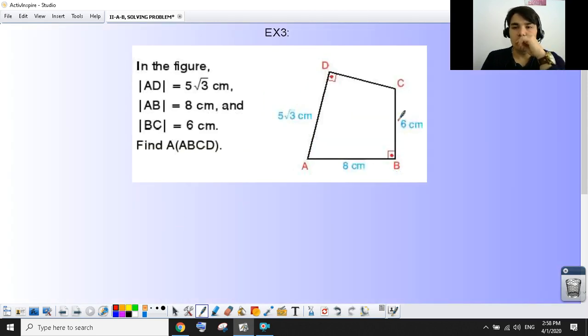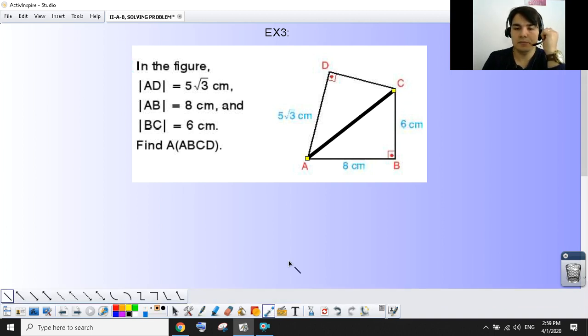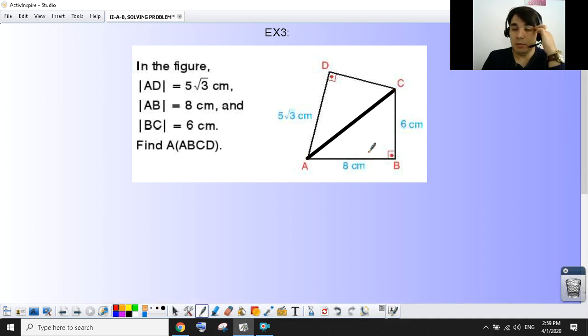For example 3, we have a quadrilateral, which is a four-sided polygon, right? Okay, the sides are given: AD is 5 root 3, AB is 8, BC is 6, and we want to find the area of ABCD. So for that reason, if I connect point A and point C, triangle ABC will be a right triangle, so it's going to be the special triangle 8, 6, 10, or you can find the length of AC by the Pythagorean theorem. And so how can I find the length of CD? By using the Pythagorean theorem. Okay, we have to apply it.